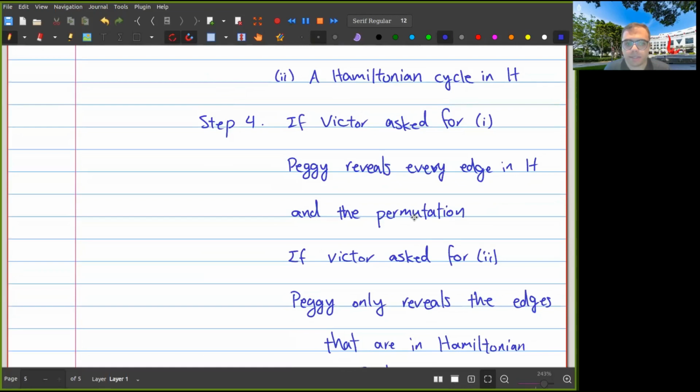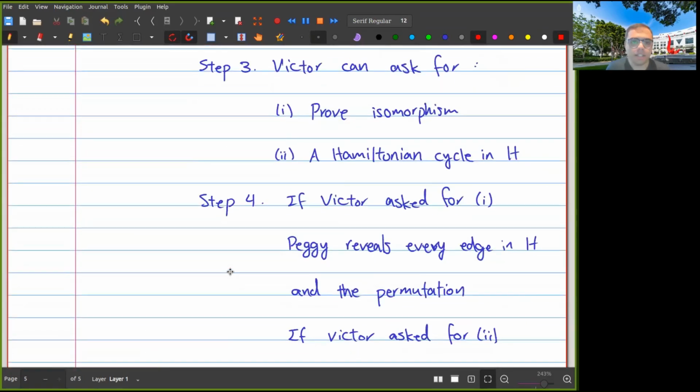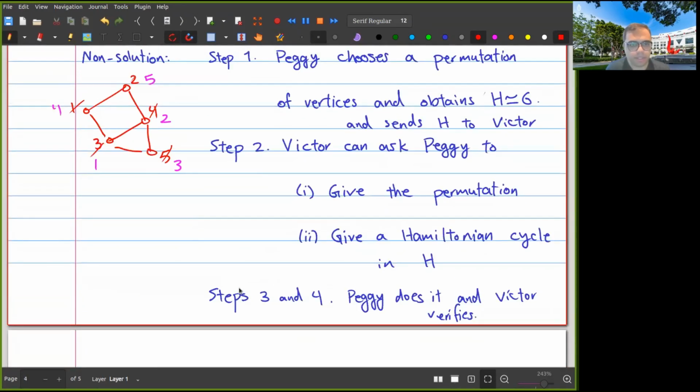And if we just repeat this many times, Victor will be convinced with very high probability that Peggy knows the Hamiltonian cycle. To be more specific, if I do this protocol n times, the probability that Peggy can successfully do it without knowing the Hamiltonian cycle is 1 over 2 to the power of n. And 1 over 2 to the power of n tends to 0 really fast when n tends to infinity. So in practice, if you do this 100 times and she can do it 100 times, she knows the Hamiltonian cycle. You can be pretty sure about that. Okay.